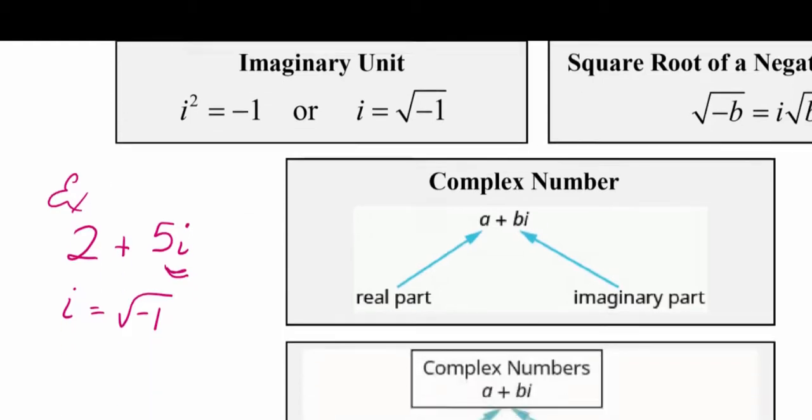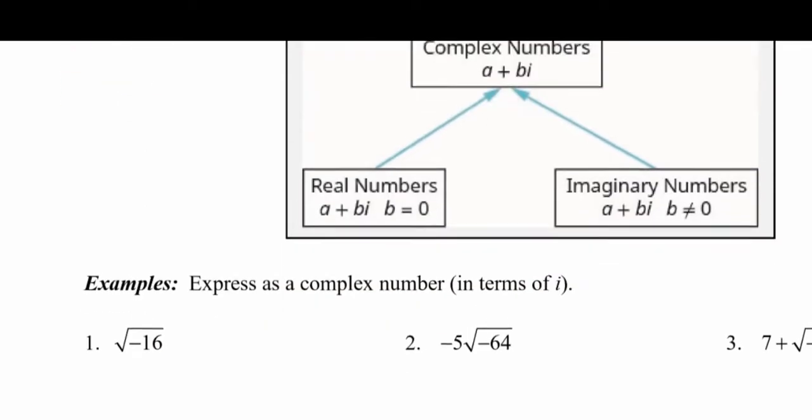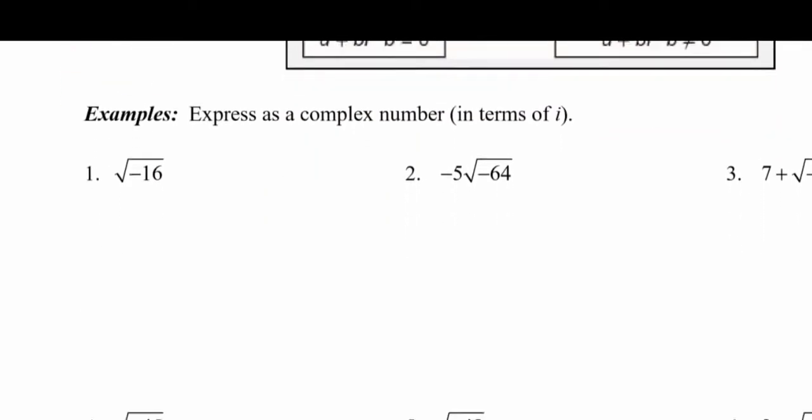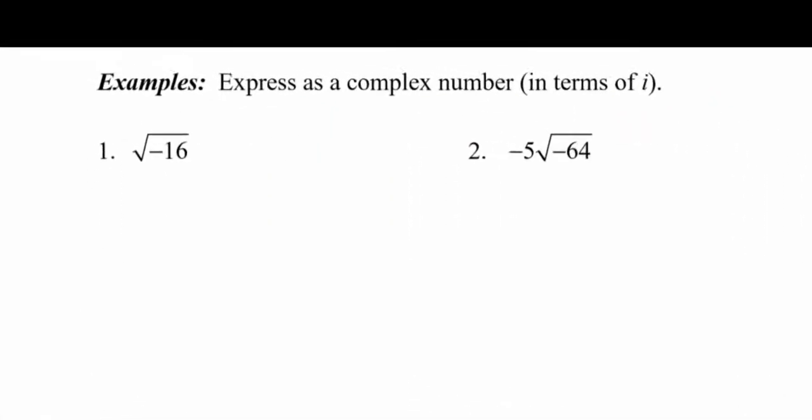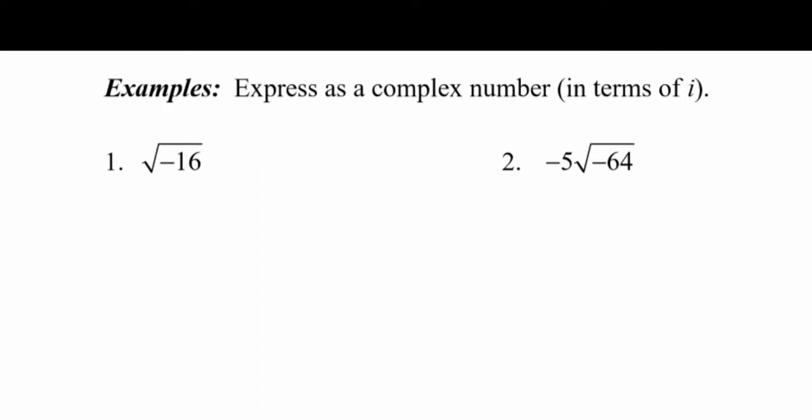We're going to use them to simplify square roots of negative numbers. Take a look at our first example here. It's asking us to evaluate the square root of -16 and express it as a complex number in terms of i. You've just learned that i is the square root of -1. So we're going to take that -16 and split it up. We're going to write it as -1 times 16, and take the square root of -1 times the square root of 16.